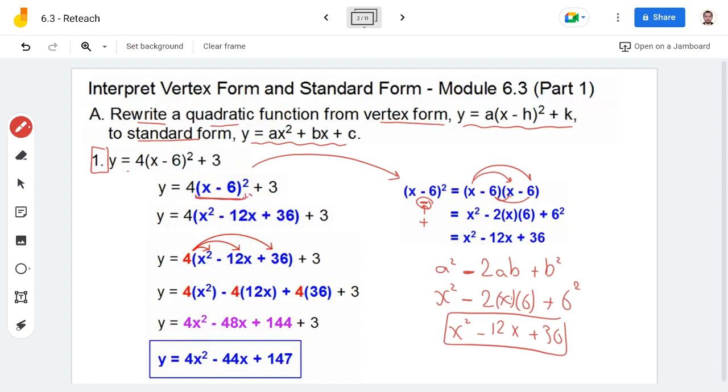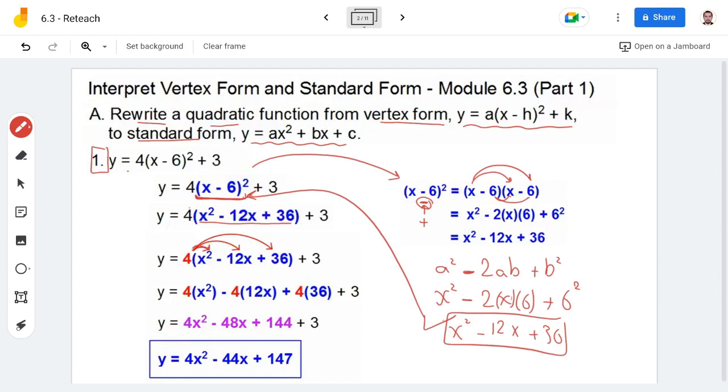Now I have to replace the blue part with this formula, so it should be written here. The next step is to use the distributive property. I distribute the number 4, as you can see.